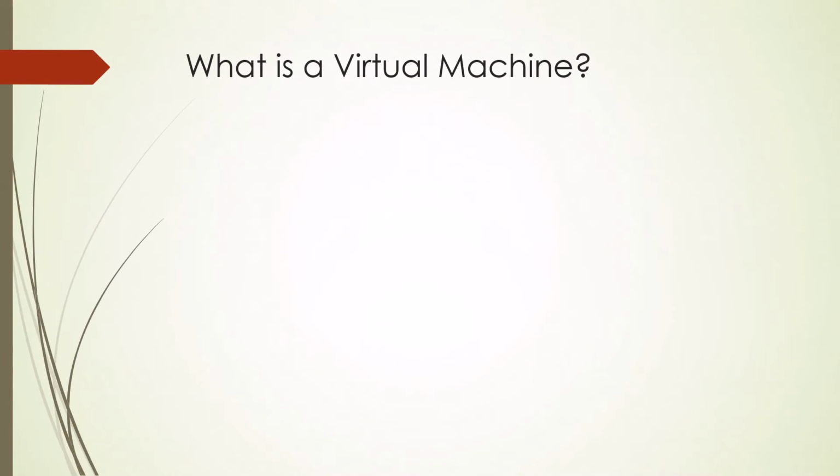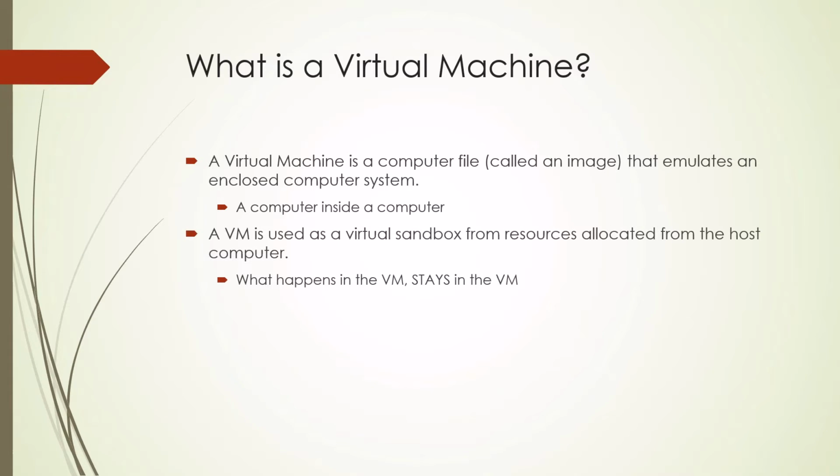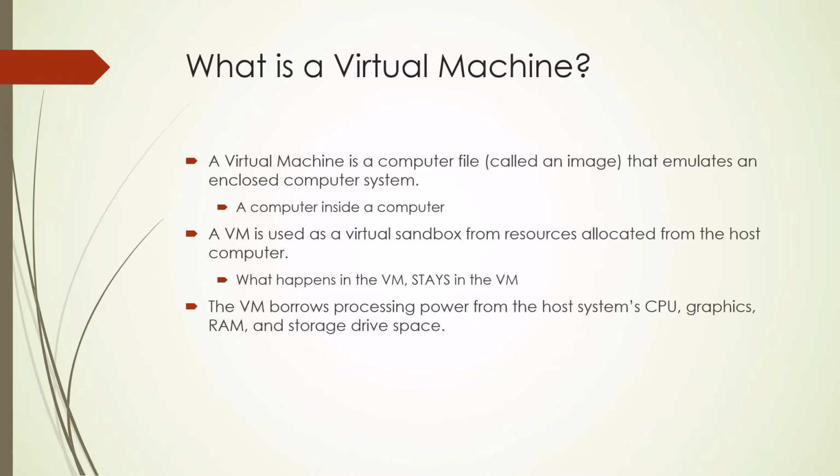But first, what is a virtual machine? A VM is a computer file that emulates an enclosed computer system, basically a computer inside a computer. A VM is an enclosed virtual sandbox which uses resources allocated from a host computer. The virtual machine borrows processing power from the host system's components, such as the CPU, graphics, RAM, and storage drive space.